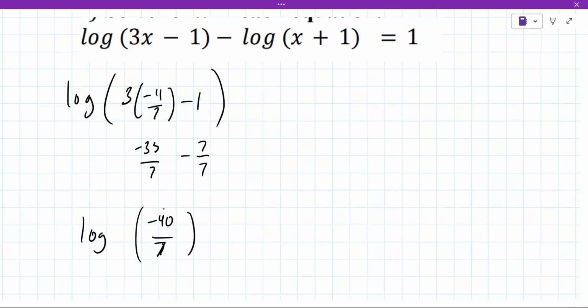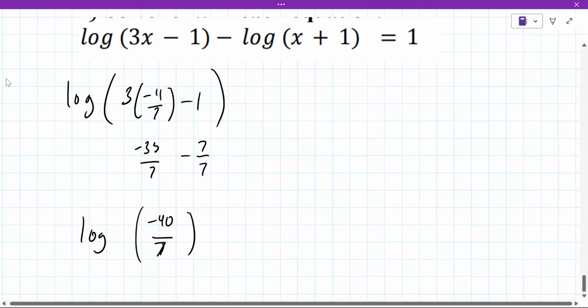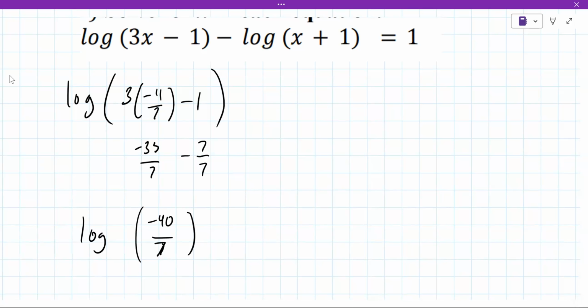And it's like, well, how can that be? How can it be that I got an answer, but it doesn't work? Well, because you're using these properties to manipulate the logarithms, and you're changing something about the problem, which may not always work after you make this change. So always check is the short of it. Check.